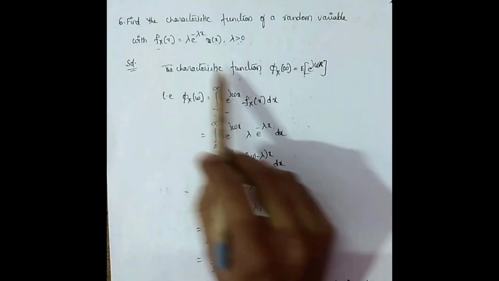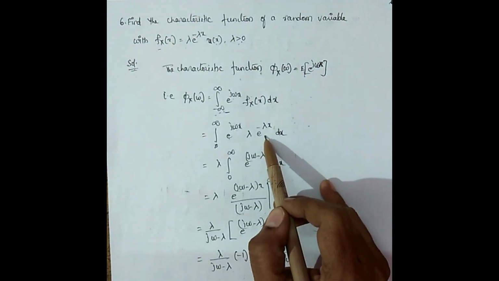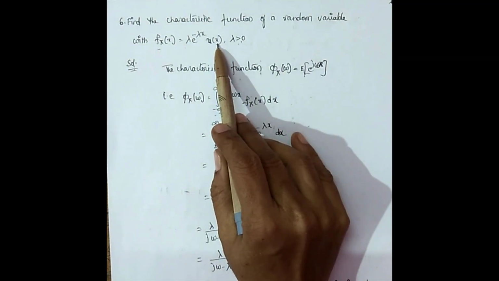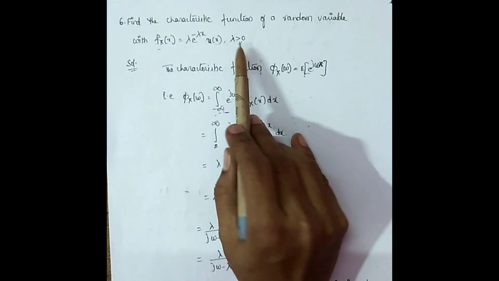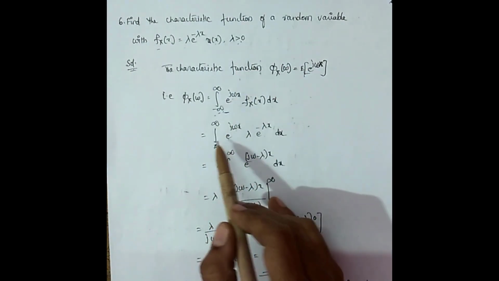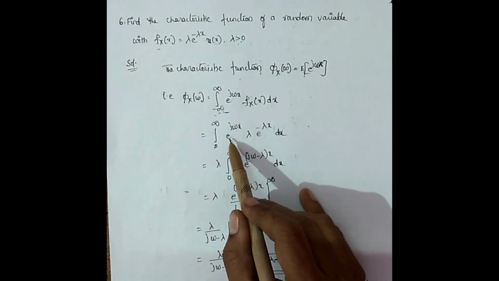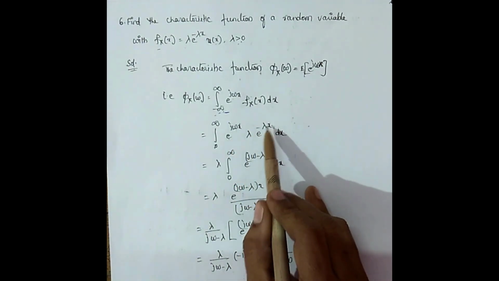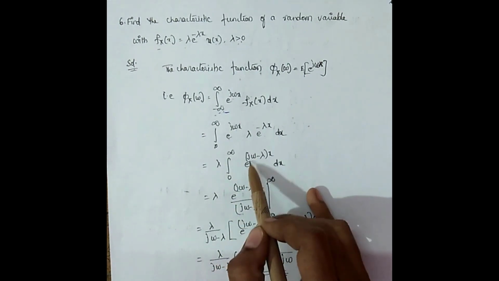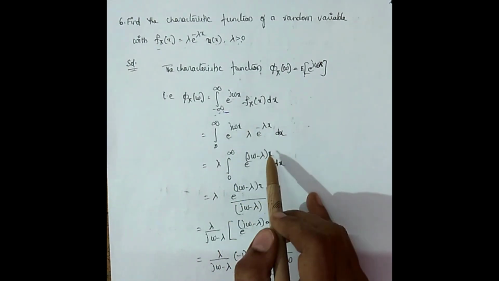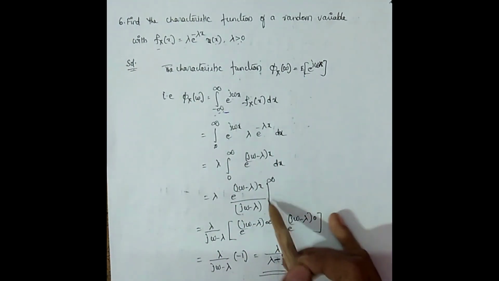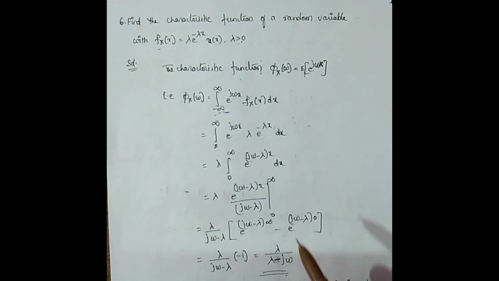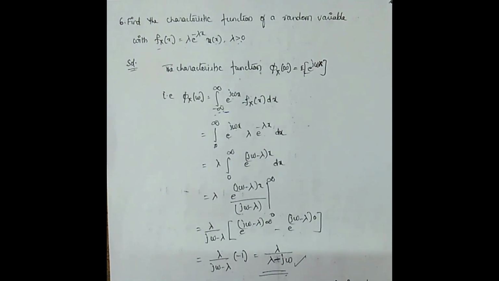Simply substitute the given fx of x here. As it is u of x, your random variable exists only for the positive portion. That is the reason it is given lambda greater than 0. So the limits become integral 0 to infinity. So it is e power j omega x, e power minus lambda x. Lambda is constant now, so simply take e power (j omega minus lambda) x. Just do the integration and substitute the limits like this. You are going to get the answer lambda by (lambda minus j omega).